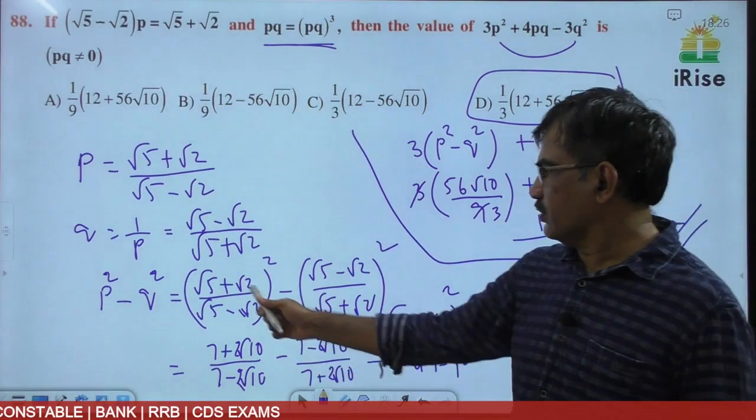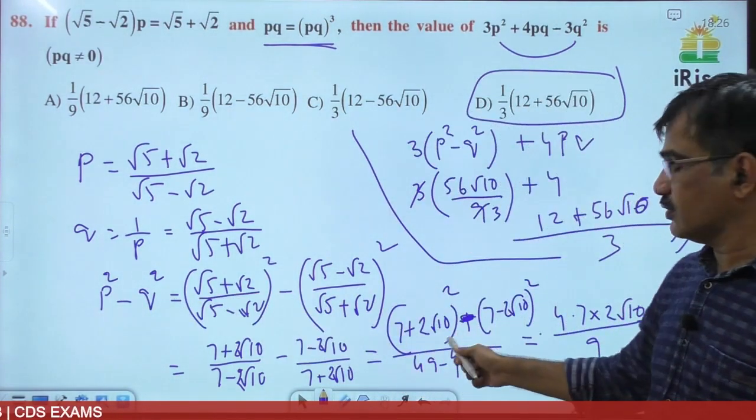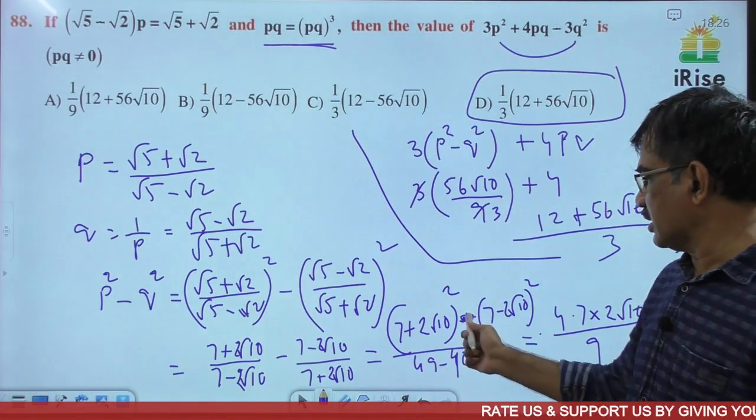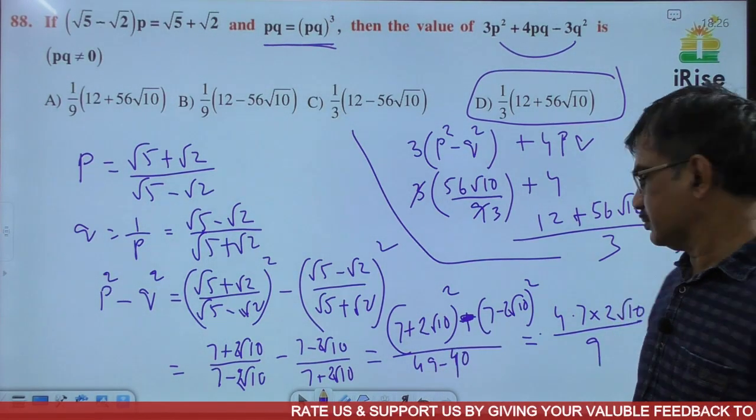Okay. So if minus is there between, the formula is 4ab. If plus is there, it is 2 into a square plus b square. I just made a mistake here. Okay. Next one.